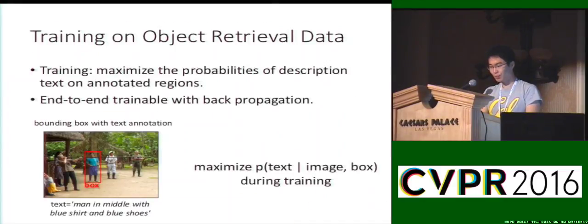We then fine-tune the pre-trained model on annotated regions by maximizing the probability of the description text to be generated from the regions. Given an image, a bounding box, and the text sequence, we maximize the probability of the text sequence conditioned on the image and the bounding box. This is end-to-end trainable with backpropagation.